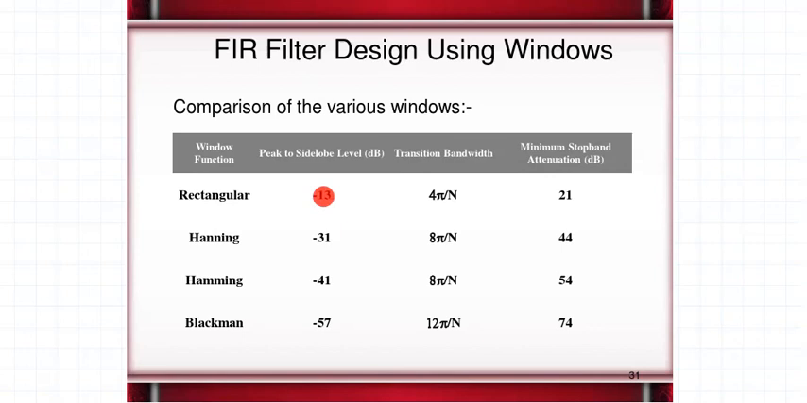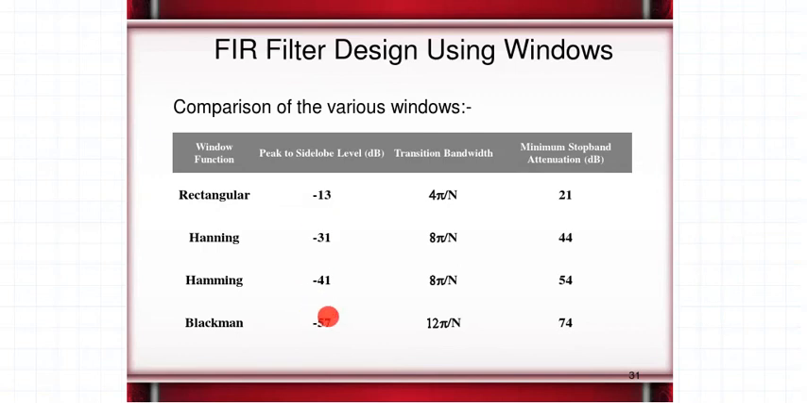In the rectangular window, your first side lobe is only 13 dB down from the main lobe, whereas in the Hamming window, the first side lobe is 31 dB down. It means that your side lobe has a very small magnitude, whereas the side lobes are very prominent in the rectangular window because they are hardly 13 dB down from the peak, that is, from your main lobe.